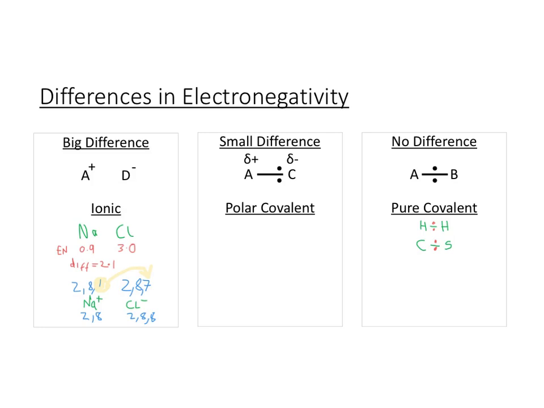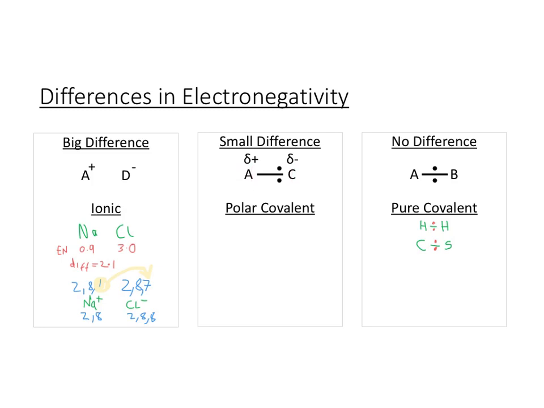between the two elements. Finally, we have this polar covalent bond, and that's when the difference in electronegativity isn't big enough for one element, one atom, to get the electrons entirely. But the electrons will be shared unequally. They'll be closer to one of the atoms in the bond, and that results in partial charges. This one is a little bit negative, this one is a little bit positive, and this is the Greek symbol delta, so we say delta positive, delta negative.